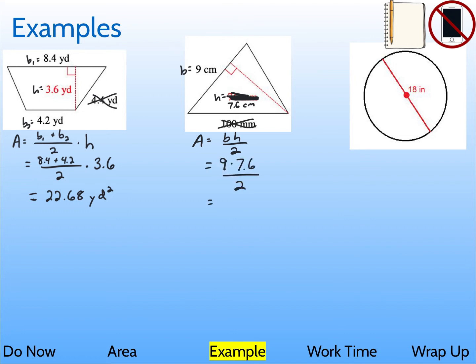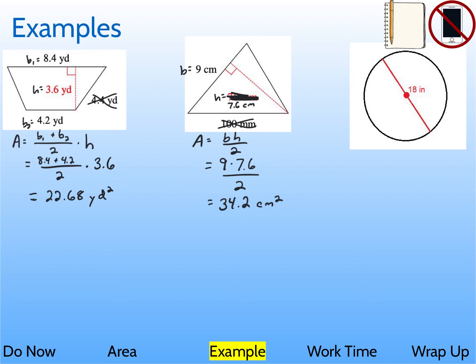So we do 9 times 7.6 divided by 2 in the calculator, and we get 34.2 square centimeters. Now, this problem would have been different if you converted this to millimeters instead, but this is a totally acceptable way to do it as well.